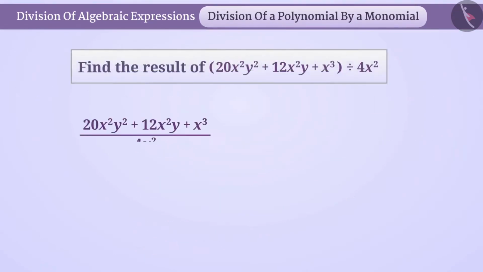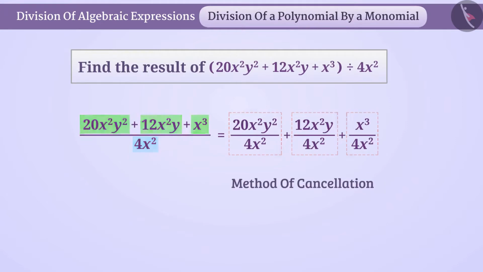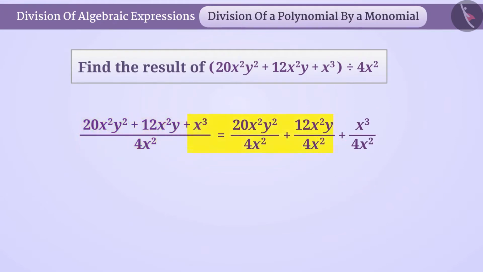We can divide each term of the polynomial by the denominator separately. To find the result of the division from this, we can get the quotient of each term separately by the cancellation method. Here, we will write it like this.